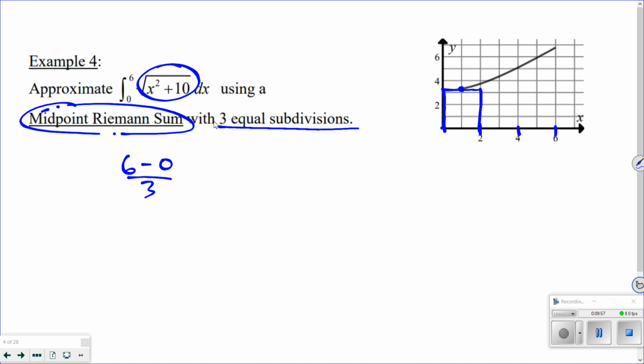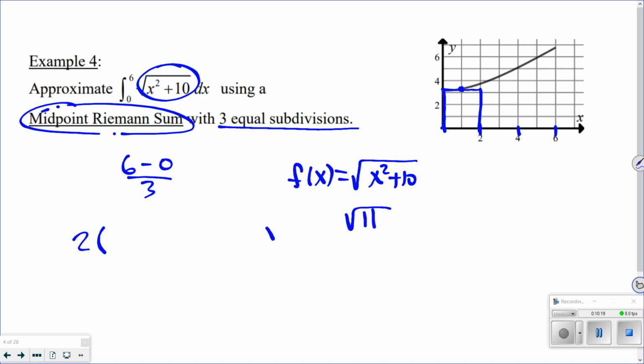So f of x, the function that I'm trying to approximate the integral of, is this. I can plug 1 into there. 1 squared is 1. 1 plus 10 would be 11. So it comes out to be the square root of 11. That's that height. Okay, because my width's the same all the way across, I'm just going to go 2 times, and put each of my heights in there. So my first height is the square root of 11.